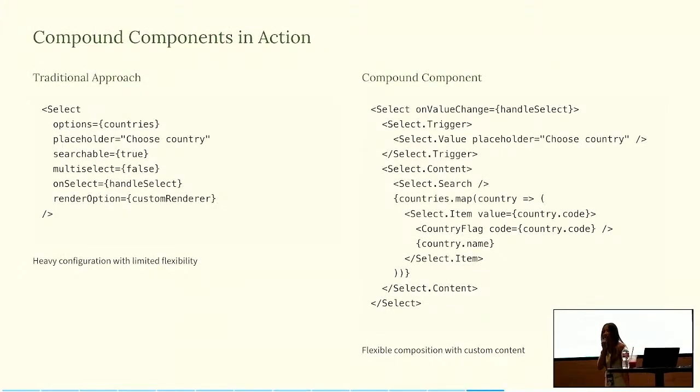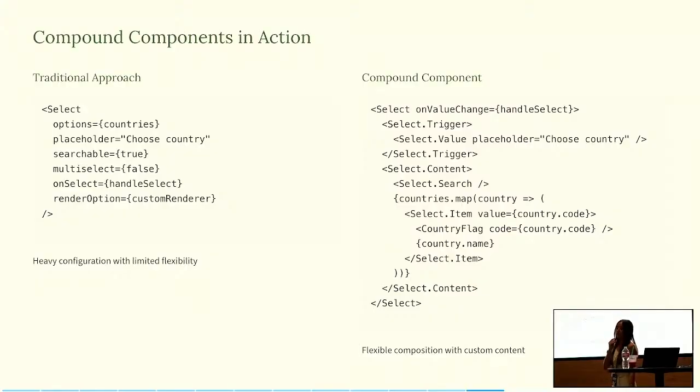So again, here is another example of the compound components in action. On the left, you have the traditional approach, which, I'll be honest, when I first started coding, this is exactly how my components looked. I would have one component and I would have a prop for the options for countries, a placeholder, a prop for choosing a country, searchable, add, and you're just continuing to add on all of these props to make it configurable to your needs.